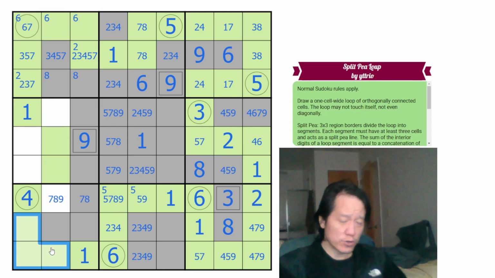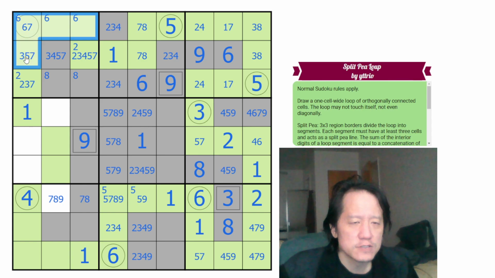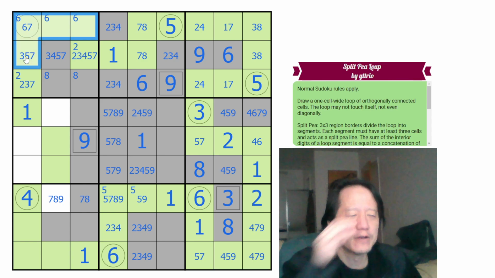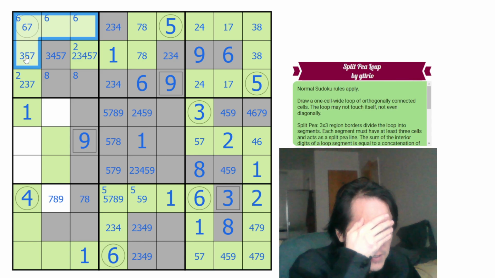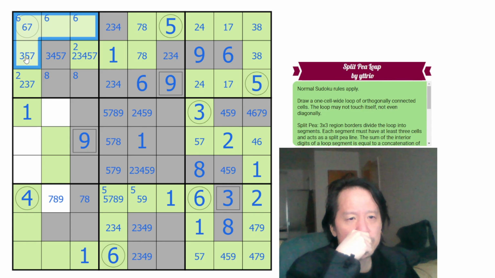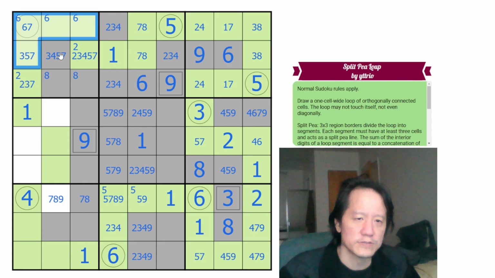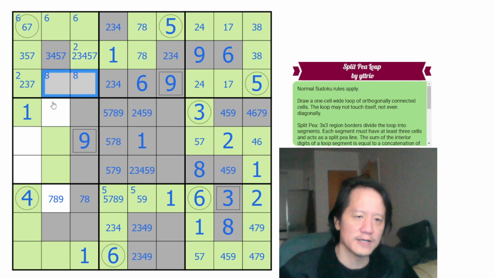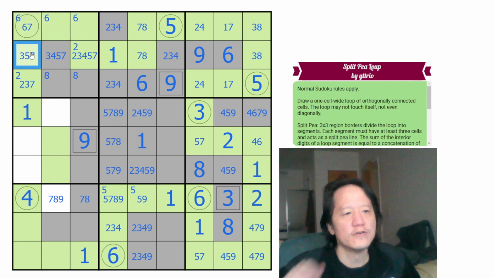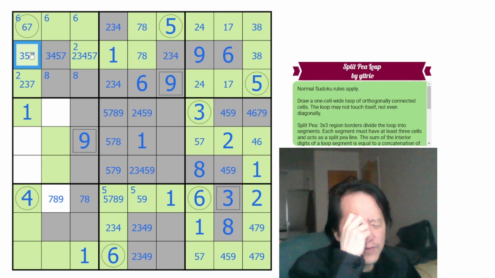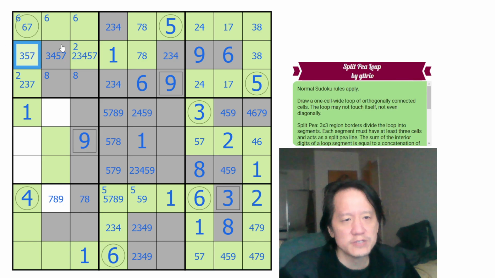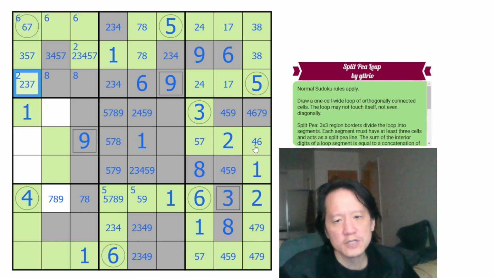Without an 8, what are the 4? What's the max 4 digits here? Without an 8, it would be 5, 6, 7, and 9, which would be 27. Oh, so this can't be 7, right? Because the 8 has to be one of these two. So 8 is not on the loop. Therefore, the max would be 5, 6, 7 plus 9, so that would be 18 plus 9, which would be 27. But the problem is the 7 would have to be on the loop. So this can never be 7.